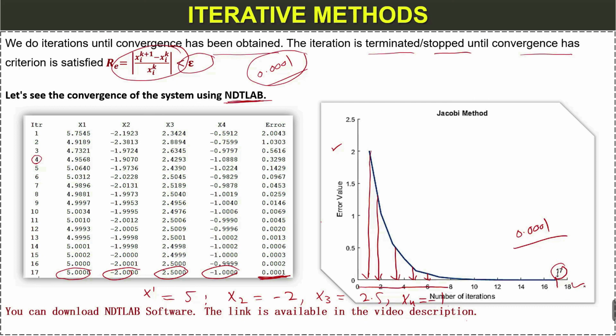So this is the Jacobi method, and you can watch the earlier lecture on the difference between the Jacobi method and the Gauss-Seidel method. In the next lecture, we will solve an example related to the Gauss-Seidel method.